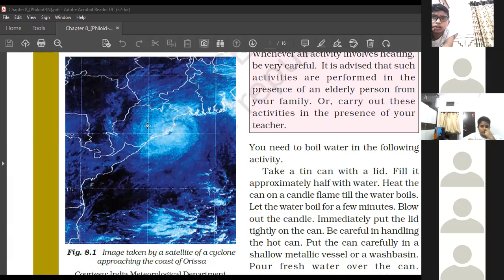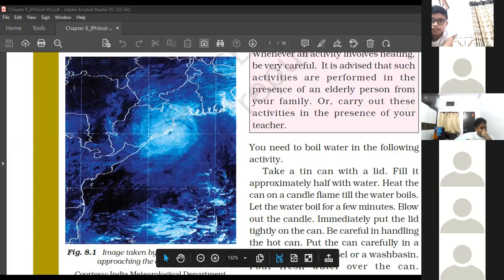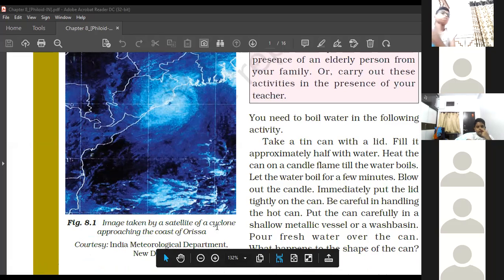Can you see the nautical... I forgot the name, sir. That's the latitude and longitude. Very good. Ishan only said it's a map. Yes, it is a map. It's a satellite map, and it is showing the India map itself. So you can see the picture here: an image taken by the satellite of a cyclone approaching the coast of Orissa.